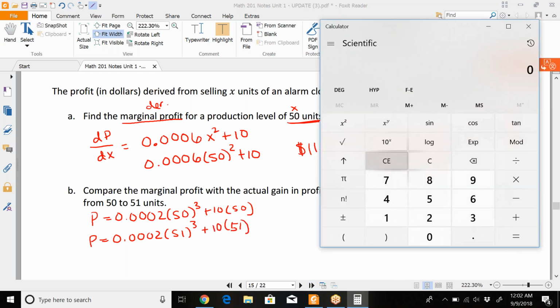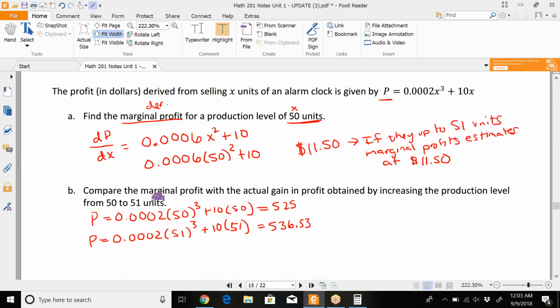So then we have 50 cubed times 0.0002 plus 500. So that's 525. And we need to do the 51. So 51 cubed times the 0.0002 plus 51 times 10. It's 536.53.